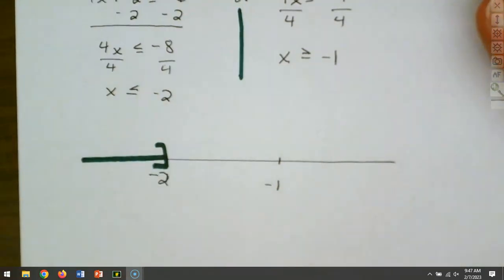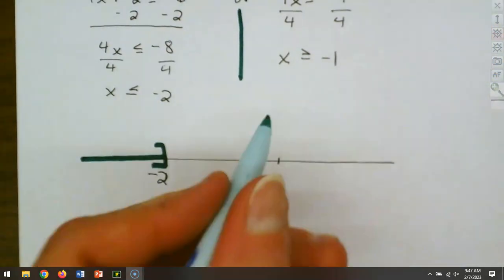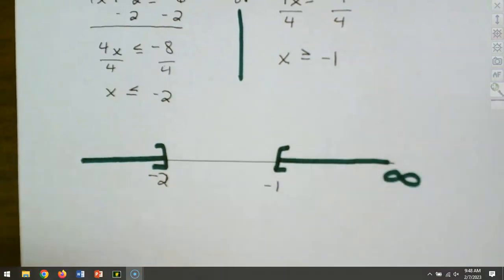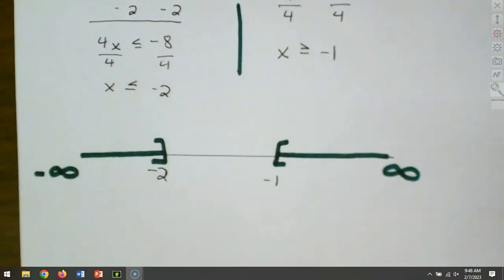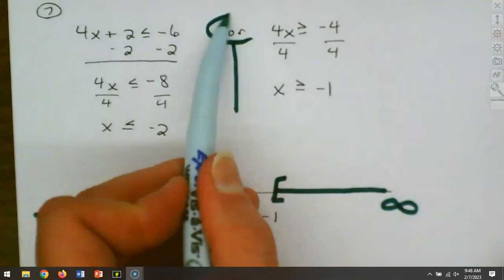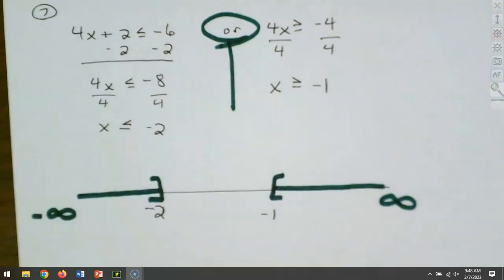What about the other one? The other one's at negative 1, okay, and it's pointing to the right, so it looks like that. If it goes to the right, it's positive infinity. If it goes to the left, it's negative infinity. And what is in between them? 4. What would my answer now be?